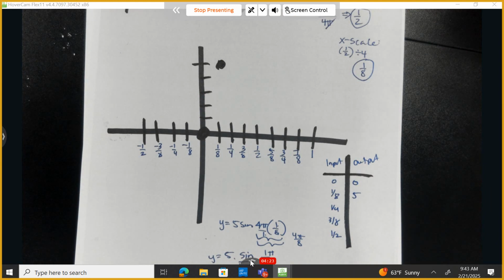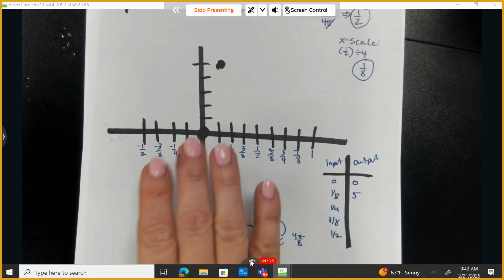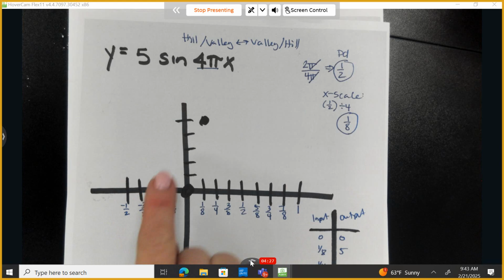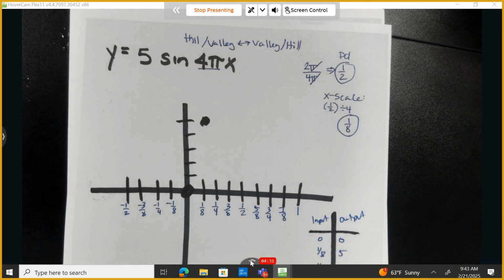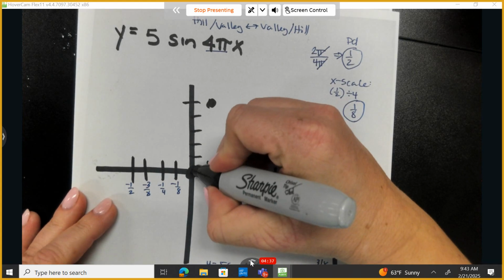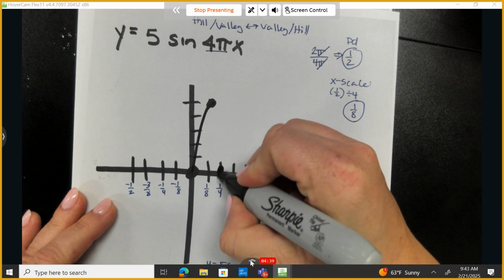Leslie, do you believe, based on this information, that this graph is going to represent a hill and then a valley, or a valley then a hill? How did you say that? Why? Because we went up first, right? We went up first. So now this is where I get lazy. So I go up first and then back down.